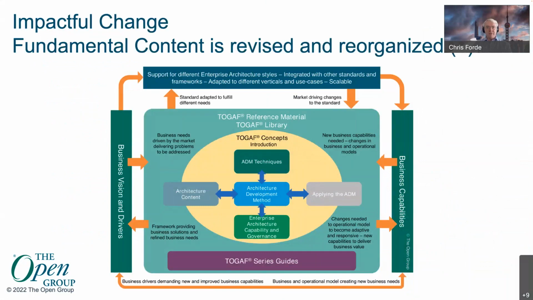There's impactful change in the fundamental content, though. It is revised and reorganized and now is made up of 6 areas. Okay, and in the center of this diagram, you'll see the six components, right? You have the introduction and core concepts, you have the architecture development method, ADM techniques, applying the ADM, architecture content, and the EA capability and governance context. So if you like statistics in terms of words, in terms of what we manage and edit, 58% of the fundamental content is unchanged, 12% is updated, and 30% is added. For example, we've put in anchors to the series guides that have been established and published.